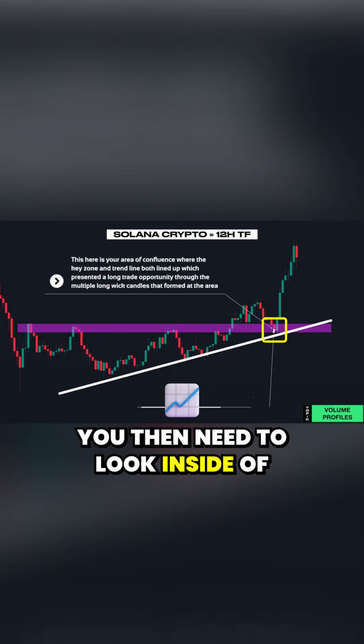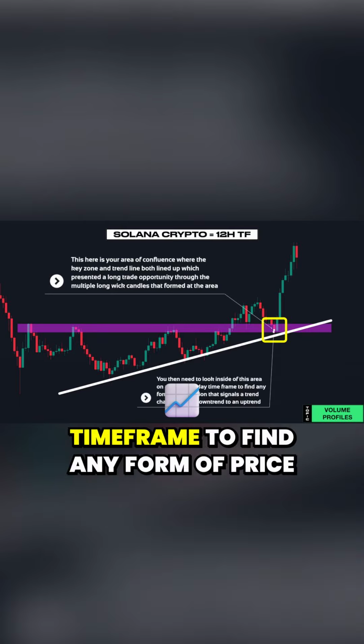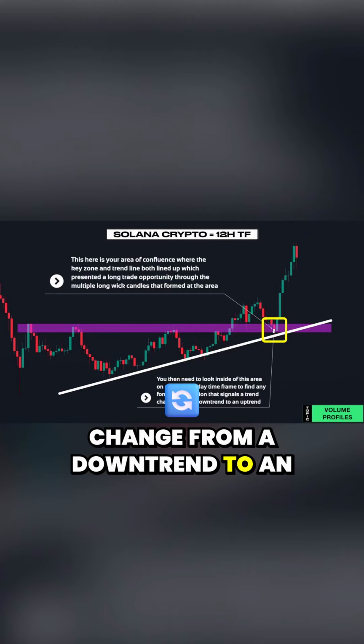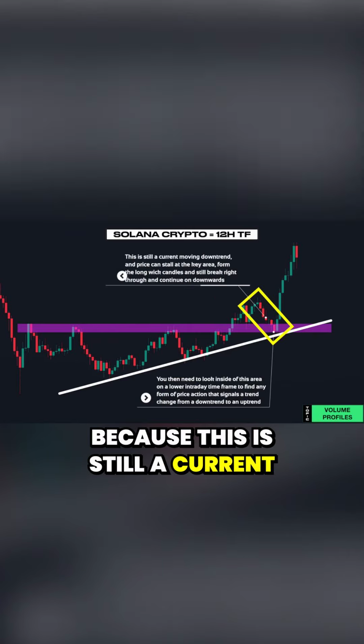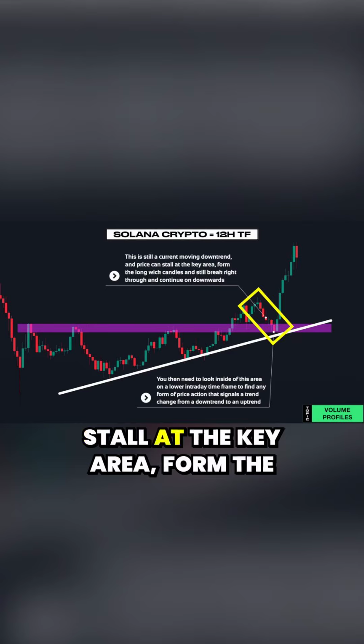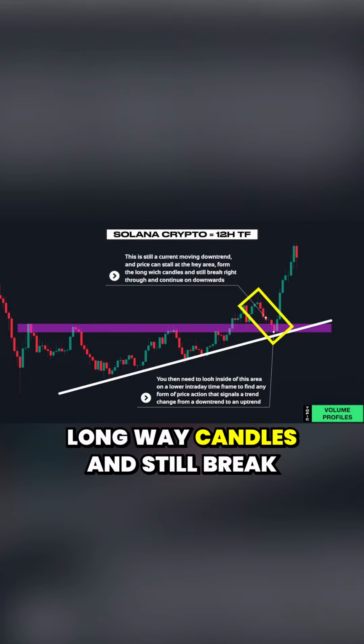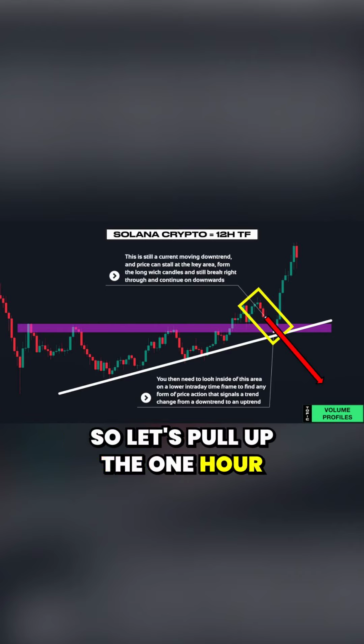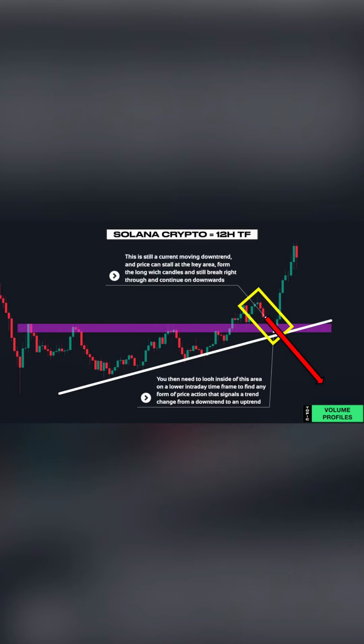You then need to look inside of this area on a lower intraday time frame to find any form of price action that signals a trend change from a downtrend to an uptrend, because this is still a current moving downtrend, and price can stall at the key area, form the long wick candles, and still break right through and continue on downwards. So let's pull up the 1 hour time frame and put it beside this one.